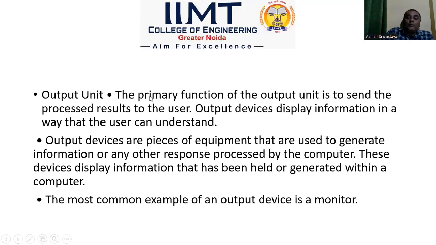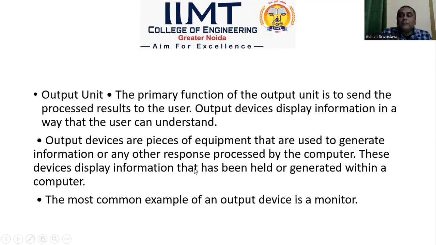The next one is the output unit. The primary function of the output unit is to send the processed result to the user. The output devices display information in a way the user can understand. Output devices are pieces of equipment that are used to generate the information or response processed by the computer. These devices display information that has been generated within the computer. The most common examples of output devices are monitor, projector, printer, etc.